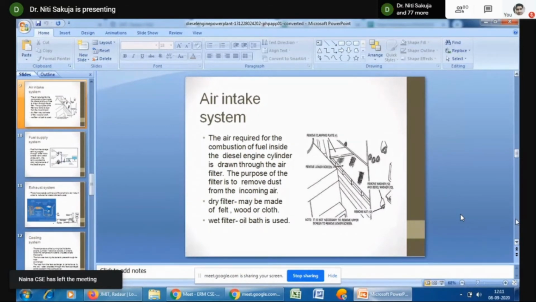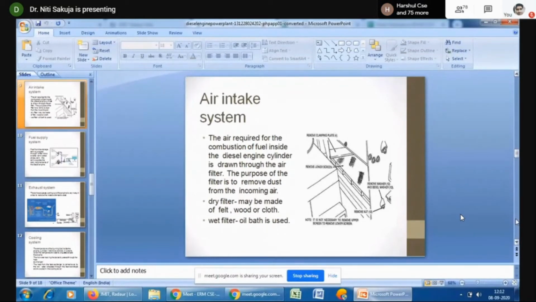Now, this is the air intake system. For burning of fuel we need air, so air is fed into it. Do remember that. The air required for the combustion of fuel inside the diesel engine cylinder is drawn through the air filter. The purpose of this filter is to remove all the dust particles present in the air. Otherwise, the engine will stop.